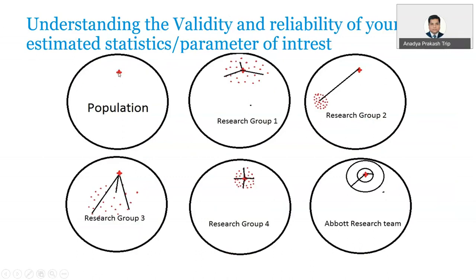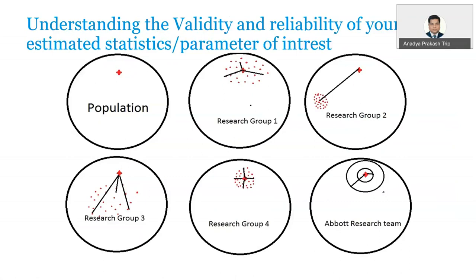Now four groups of researchers have been asked to perform a survey in this population and tell us where the central value is. I have copied this circle and pasted it four times: 1, 2, 3 and 4, for group 1, 2, 3 and 4 researchers. This group went and identified that the central value is here. He collected the data, surveyed the population, and found the central value here. You can see he is quite close to the true reality, the population reality.